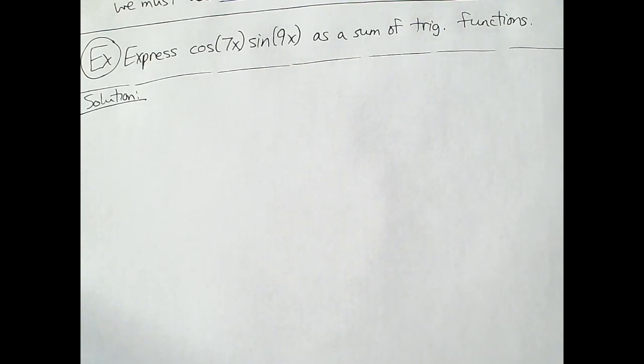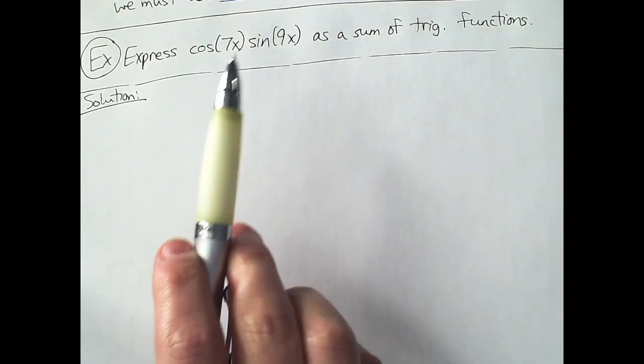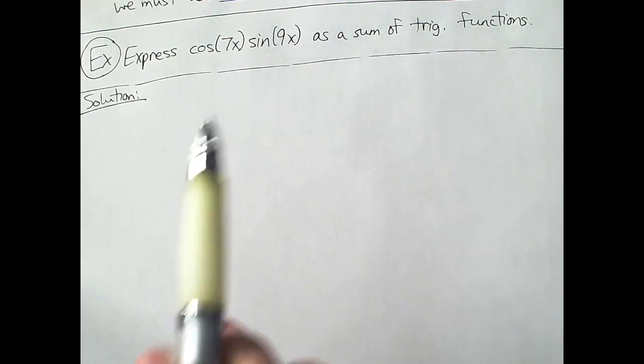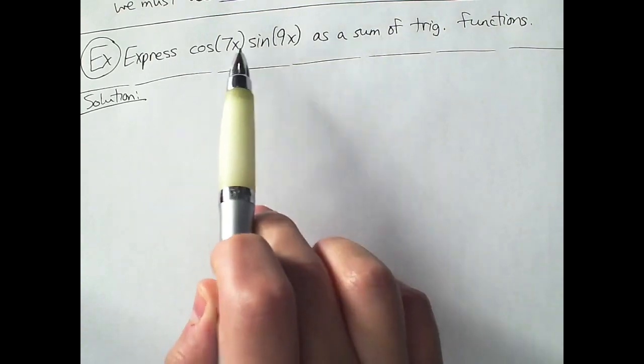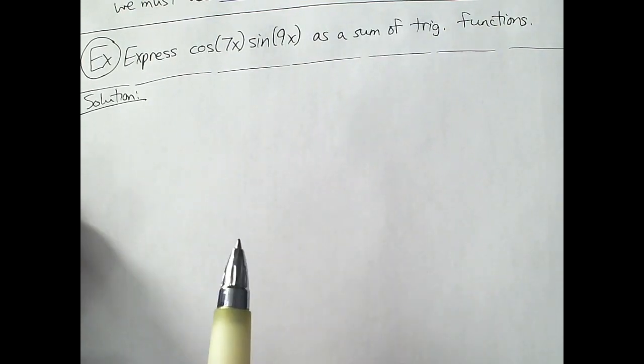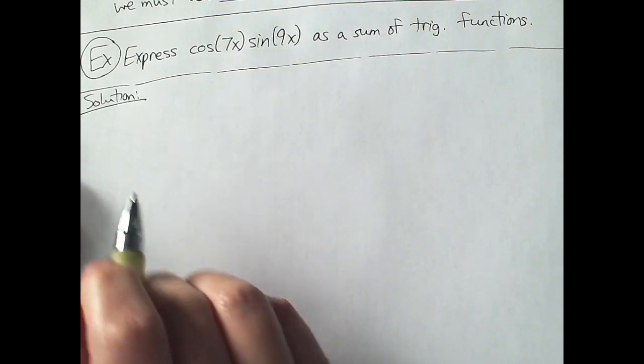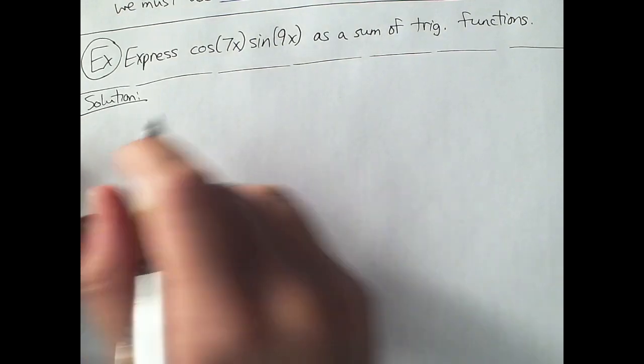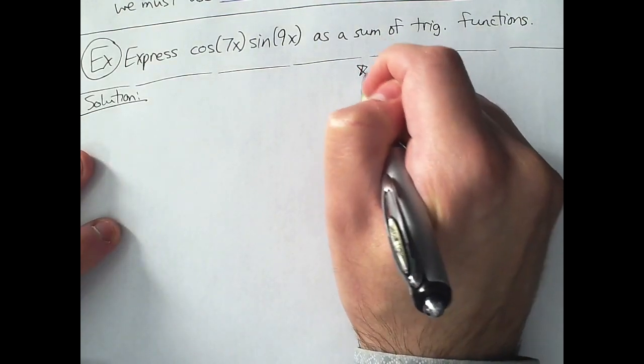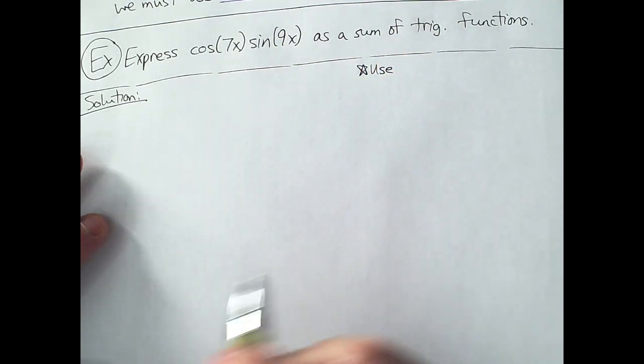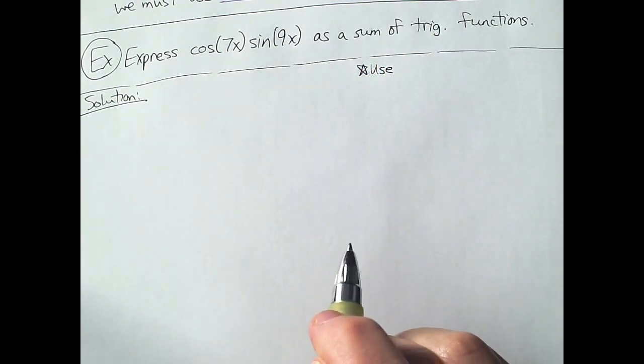Okay, so it's asking for a sum of trig functions. What's given to us is a product, right? Cosine something times sine of something. So we need a product to sum formula. So let's use, what product to sum formula do you think is going to help?